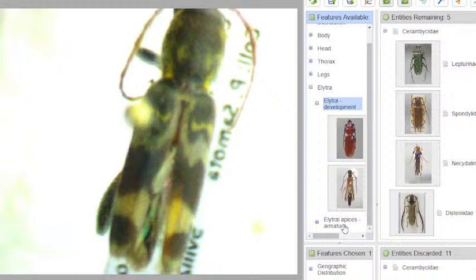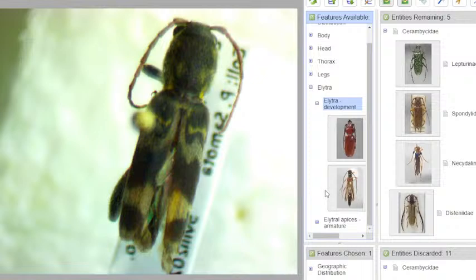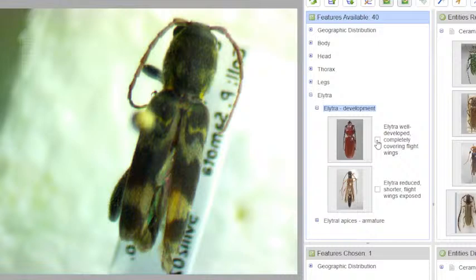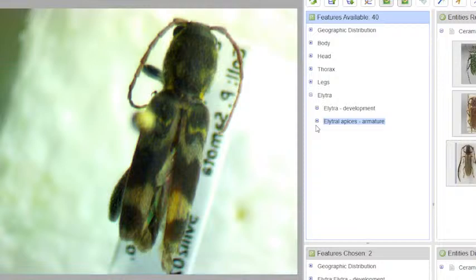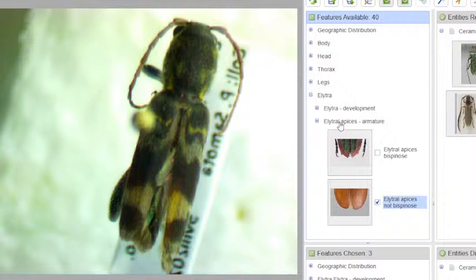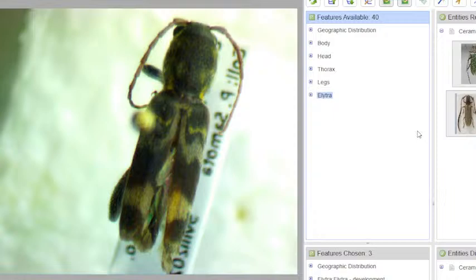All right, there we go. So we're going to say that they are well developed, and that there are no spines on the end of its elytra. And then we are down to two subfamilies, Lepturinae or Disteniidae. And Disteniidae isn't even a cerambycid, so it's probably a Lepturinae, like the last one.